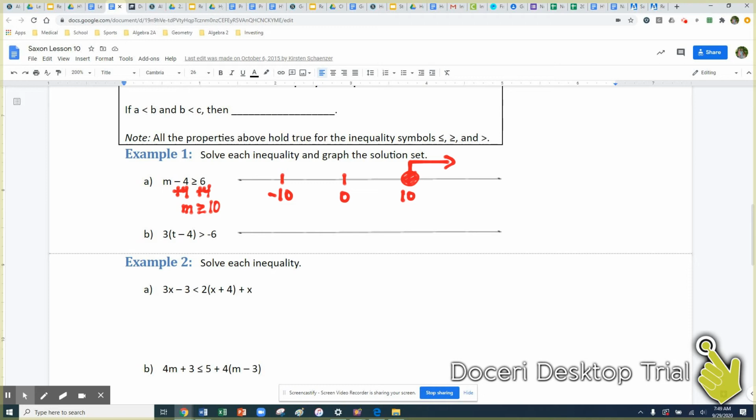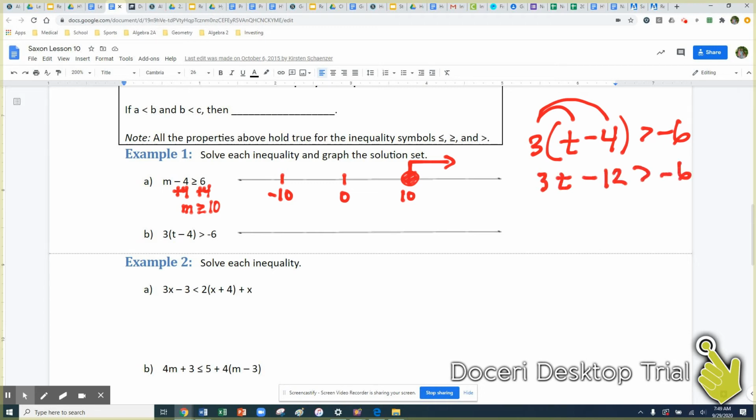Part B, I'm actually running out of room, so we'll put part B over here. I've got 3 times t minus 4 is greater than negative 6. Right there, we have to use the distributive property. That was something we looked at back in lesson 7. So I get 3t minus 12 is greater than negative 6.